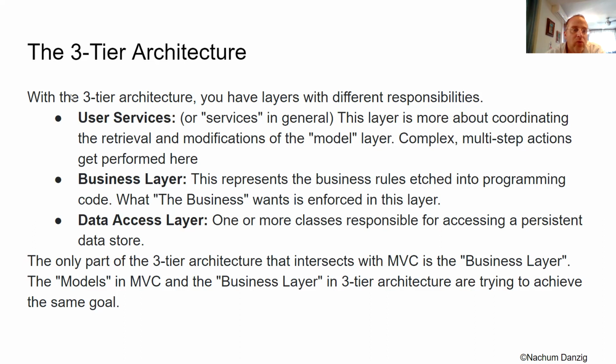So we're going to start off with this 3-tiered architecture. With the 3-tiered architecture, you have layers with different responsibilities. The user services, or services in general. This layer is more about coordinating the retrieval and modification of the model layer. Complex multi-step actions get performed here. So in other words, this is like the layer that the user will use, it provides all the interactions for how to use the system.